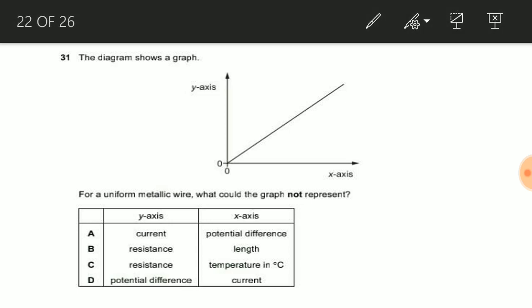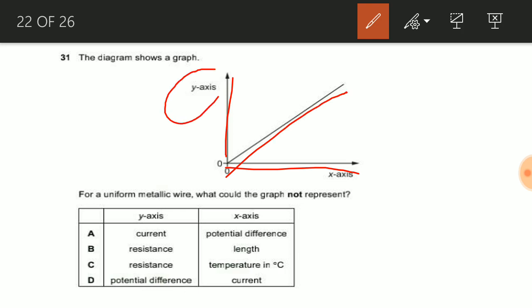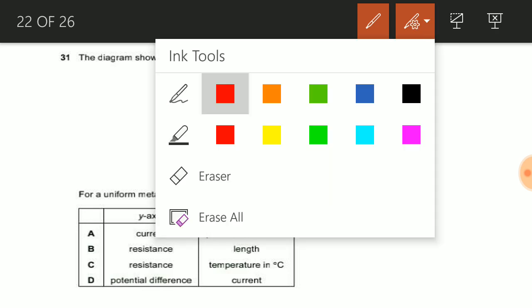Now let us see this question. The diagram shows this graph. This is the y-axis, this is the x-axis, this is a line. This line means the variables we keep on the x and y axes should be directly proportional to each other. They should possess a directly proportional relation with each other.